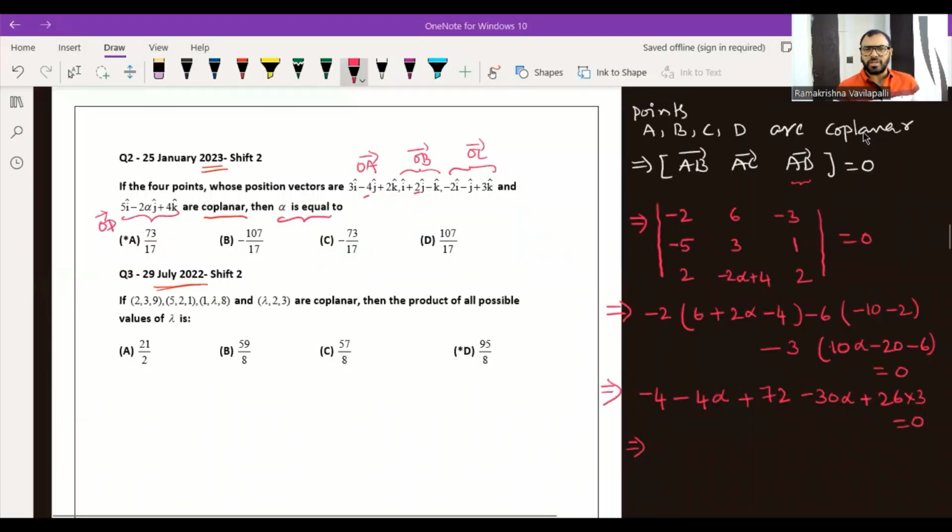So by simplifying this, you will get minus 34 alpha, sending that side. So here this is 26 into 3, 78, 72, 150 minus 4. That is 146 equal to 34 alpha. So therefore alpha equal to, you will get 73 by 17. Question is finished. Option A is correct. So this is the question number 2 I have solved. So you please try to solve the next question by yourself using the same method.